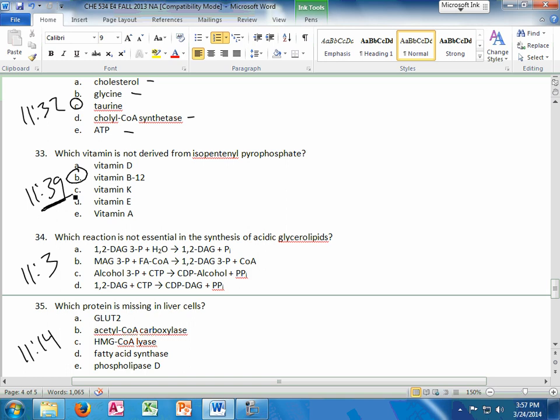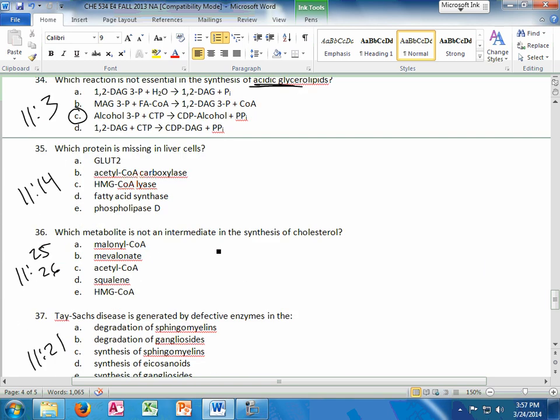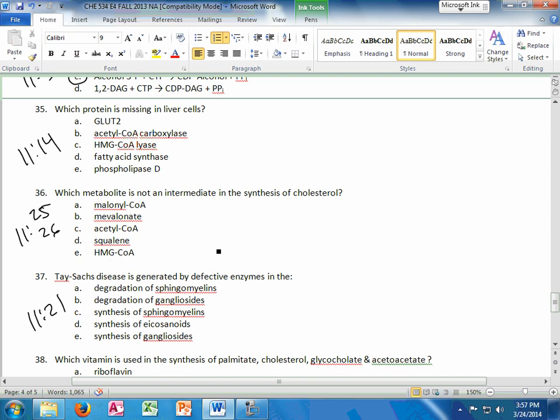On the third slide, which reaction is not essential for acidic glycerolipids? The answer to that is C. I would watch the other video for a better explanation of this stuff. Which protein is missing in liver cells? Phospholipase D is a plant-only enzyme. Which metabolite is not an intermediate for the synthesis of cholesterol? Malonyl-CoA, and that's your fatty acid synthesis molecule from Unit 10. All of these other ones are listed through the process on slides 25 and 26.